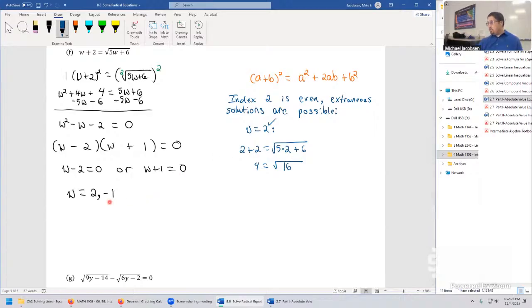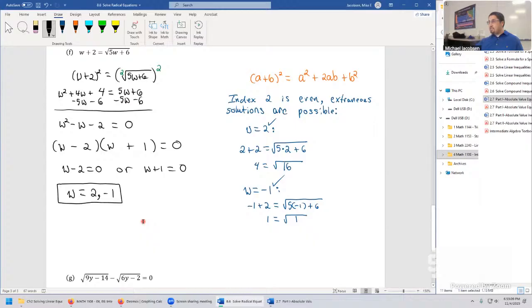Now let's look into the negative 1. As a negative 1, plugging it in here, we have negative 1 plus 2 equals, plug in negative 1 right here, square root of 5 times negative 1 plus 6. On the left-hand side, this is now a positive 1, equals the square root of, this is negative 5 plus 6, which is a positive 1. And that works out as well. Square root of 1 is equal to 1. So negative 1 also solves this equation. So this is a situation where both solutions actually worked. This one had no extraneous solutions whatsoever.